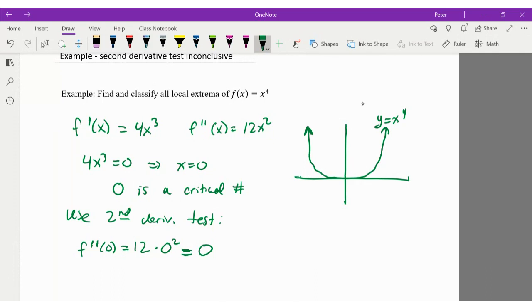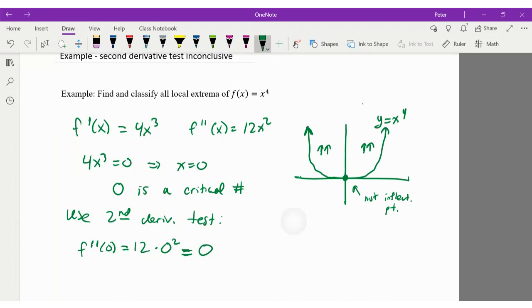So what's going on here is this function flattens out so much at the bottom. I've drawn the flatness in kind of an exaggerated way so that it doesn't really have any concavity at 0. It's still concave up here, and it's still concave up here. So this is not an inflection point, even though f double prime is 0, because concavity doesn't change across the point. And in fact, it certainly looks like this is a minimum value.